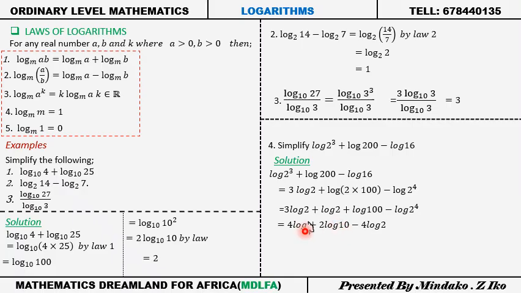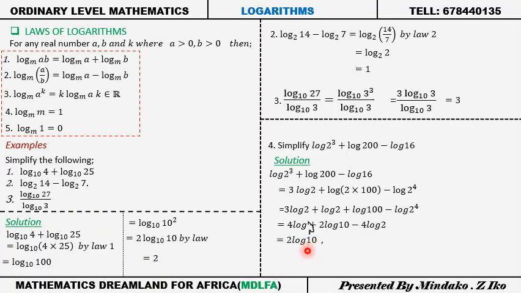Now for this 4 here, 3 log 2 plus log 2 is like saying 3 plus 1, which is 4, because this is log 2 and this is also log 2. There are 3 log 2s here while here there is only 1 log 2, so if we add them, we have 4. Then 4 log 2 plus 2 log 10 minus 4 log 2: we subtract this other 4 log 2, and at the end of the day we are left with 2 log 10.